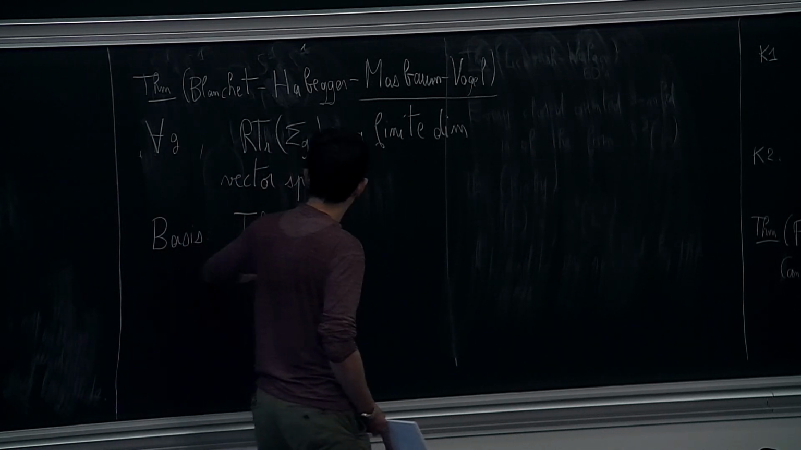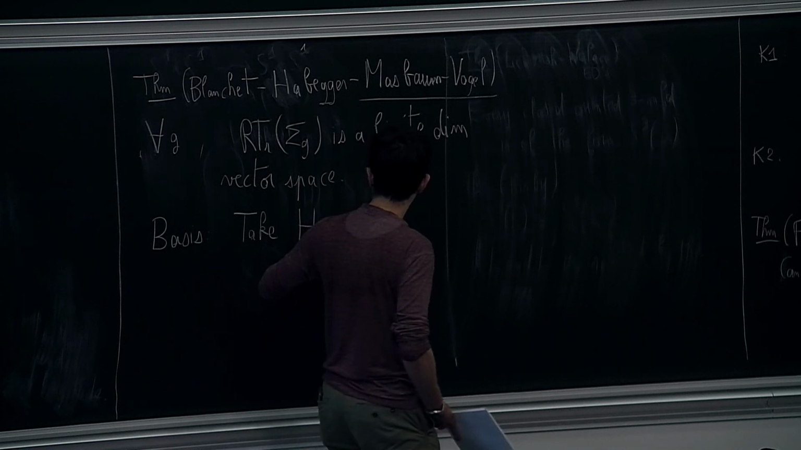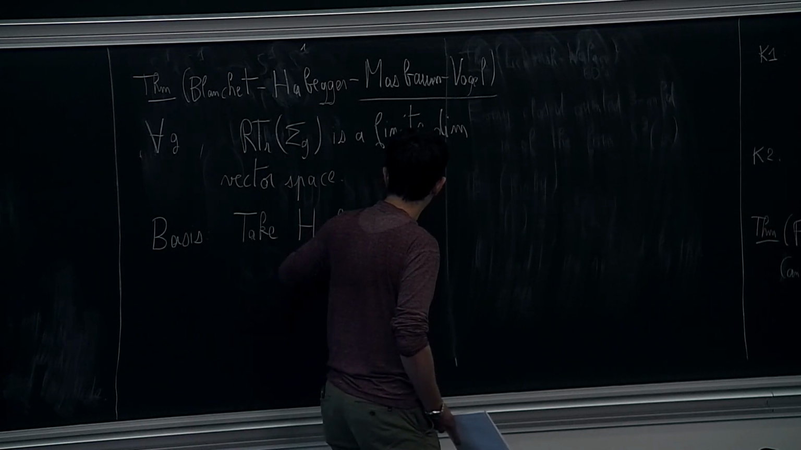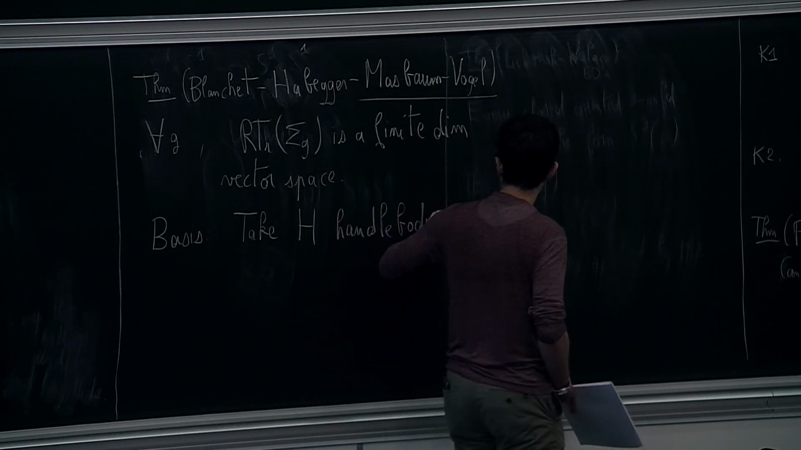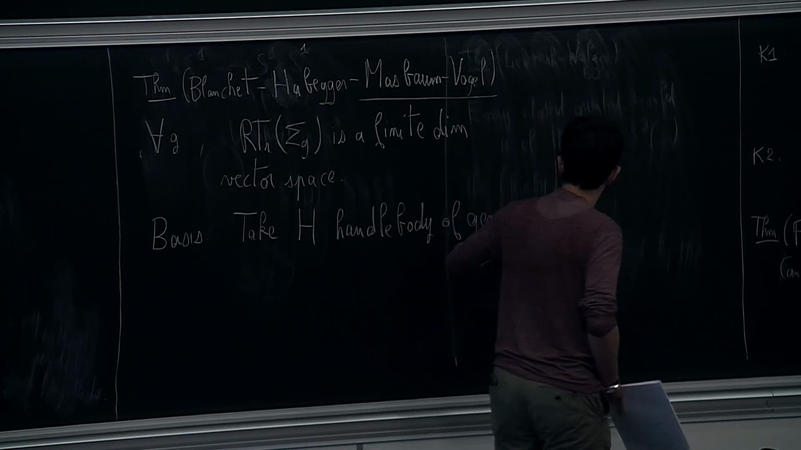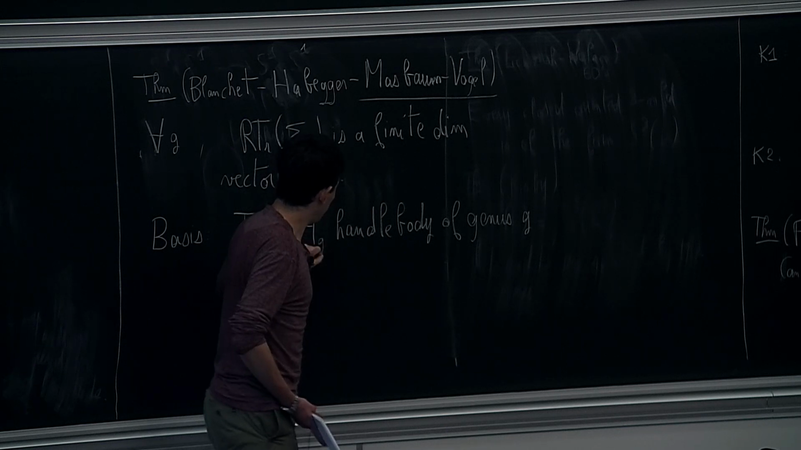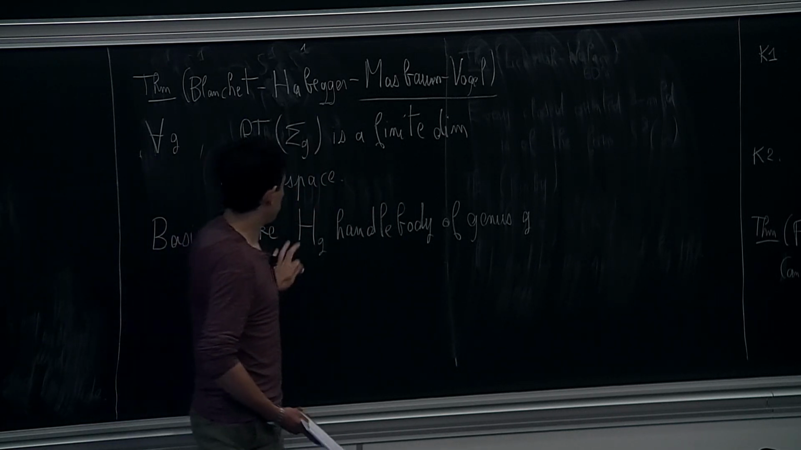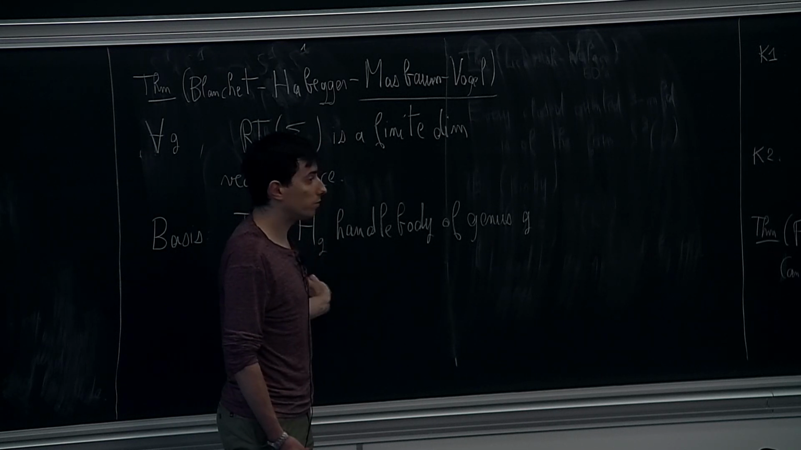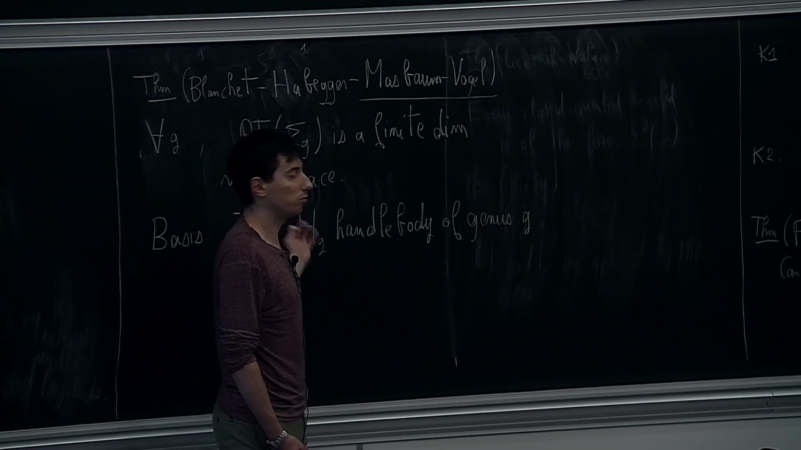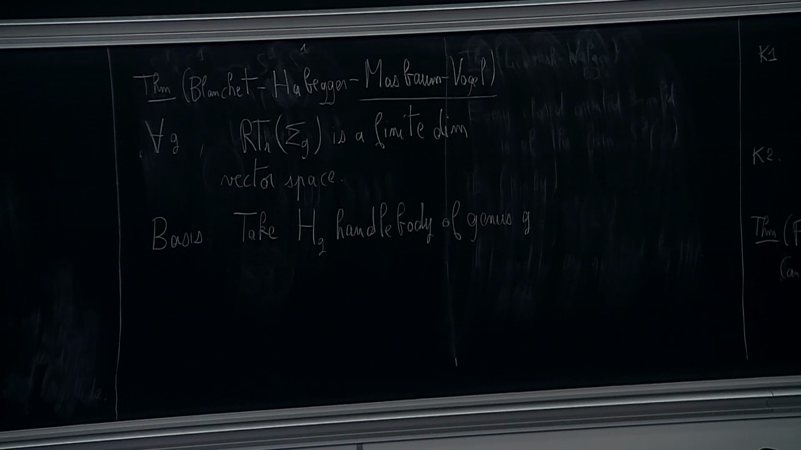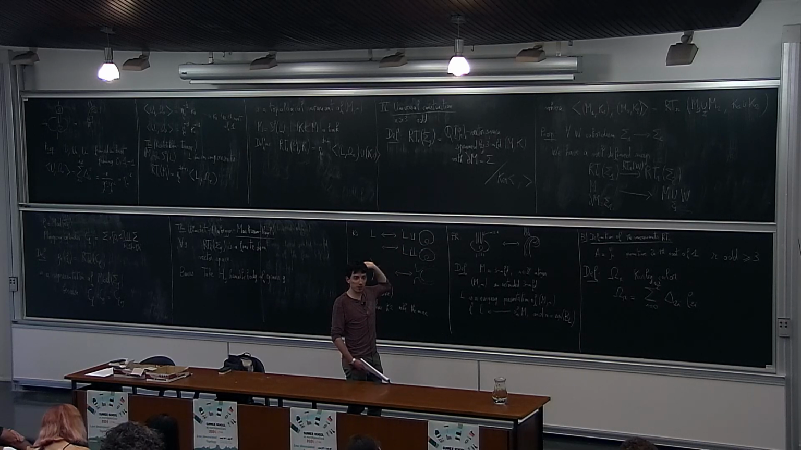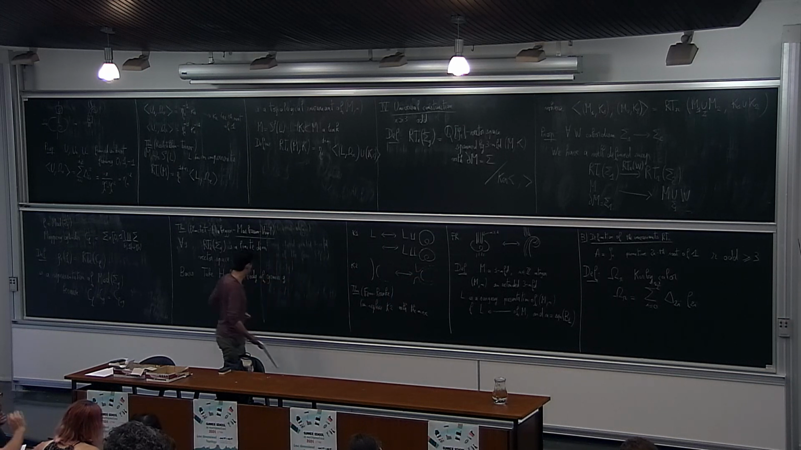You take H, a handlebody of genus g, so its boundary is Sigma_g. The basis will consist of some collection of elements of my vector space, which are normally linear combinations of manifolds with links. And here I will just have the handlebody with some linear combination of links. Each of my basis elements will be of this type.